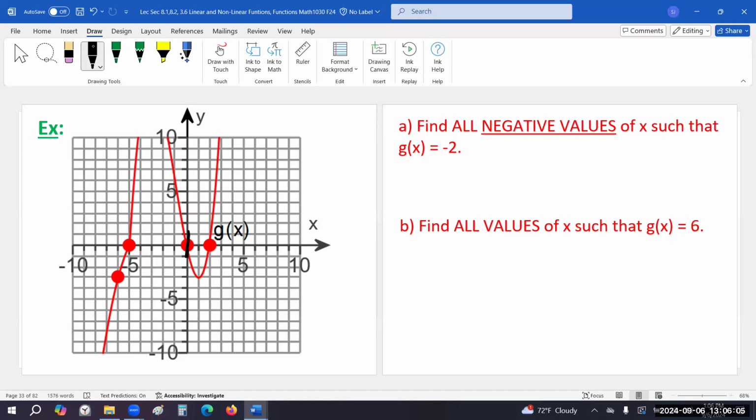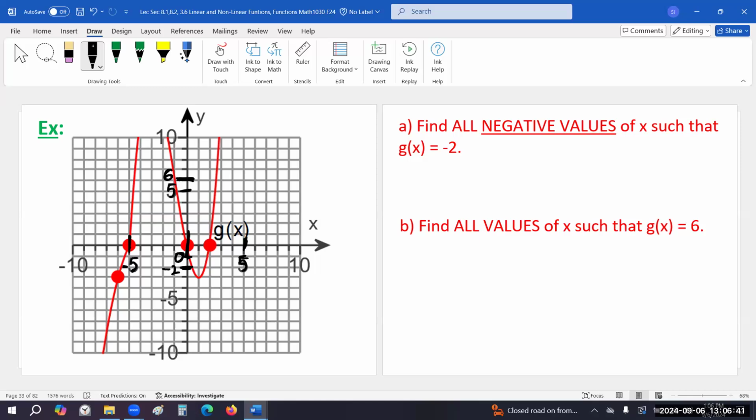So this is the 0 line. This is the 5 line. This is the +5 line. This is the y value 6 line. This is y value 5 line. This is y value -2 line. It's kind of hard to see.